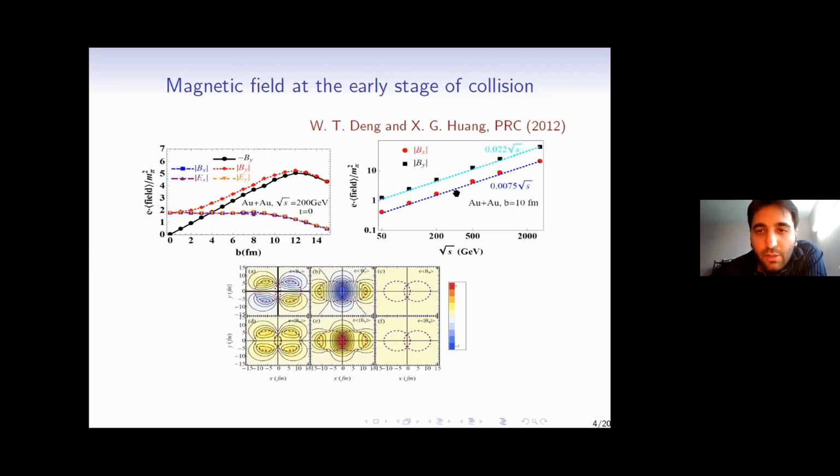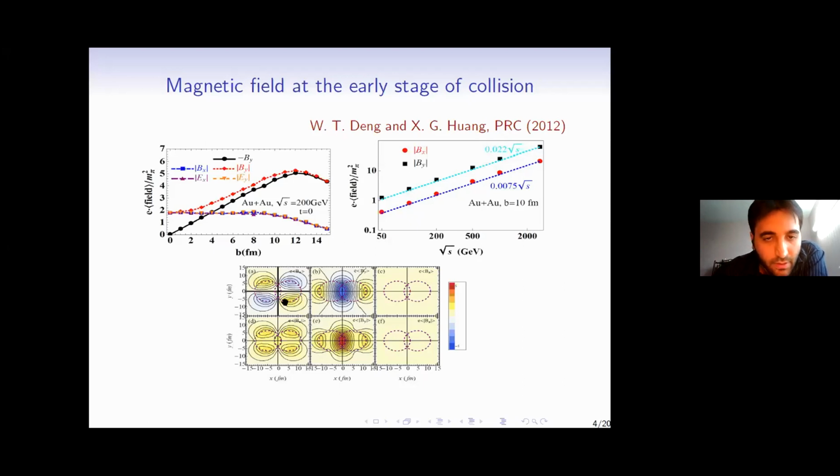The other plot shows the behavior of the magnetic field as a function of energy. As you can see, the magnetic field increases linearly with energy, and at the LHC energies, the magnetic field is 10 times stronger than the magnetic field at top RHIC energies.